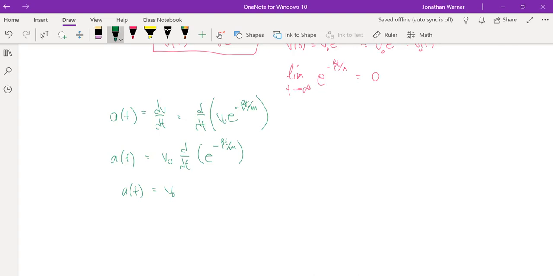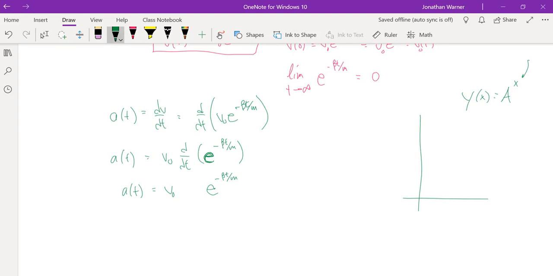And the special thing about exponential functions with Euler's number is that the derivative of the function is the function itself, e to the negative bt over m. Right, that's what's special about Euler's number. Exponential functions have the form y is a function of x equals a raised to the x. That's an exponential function, right? Where the exponent is the variable.